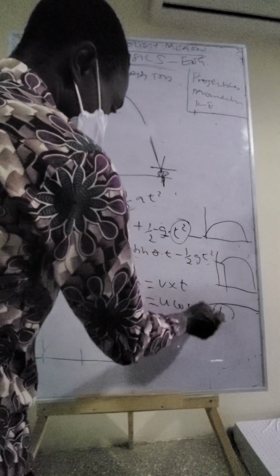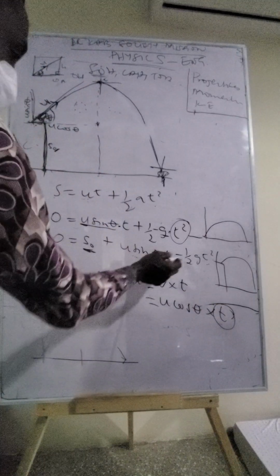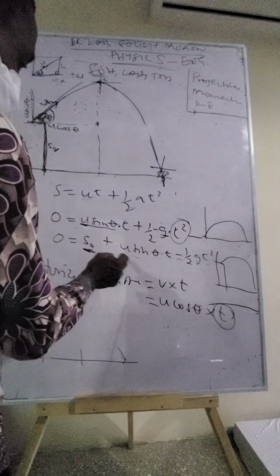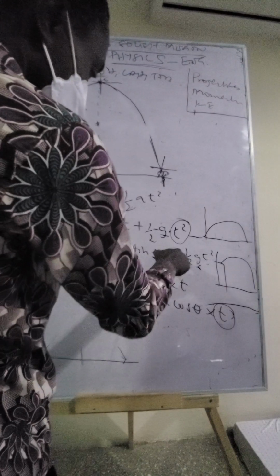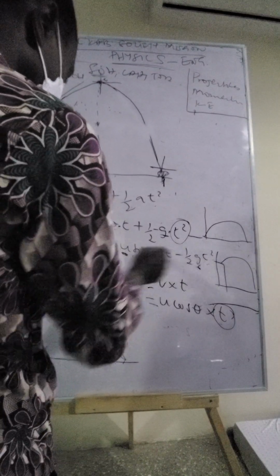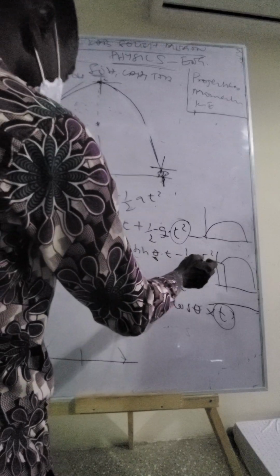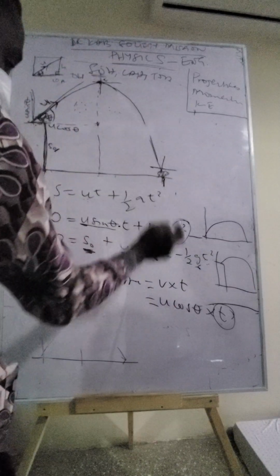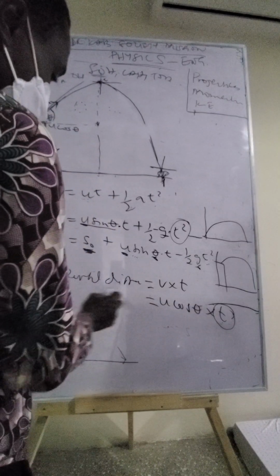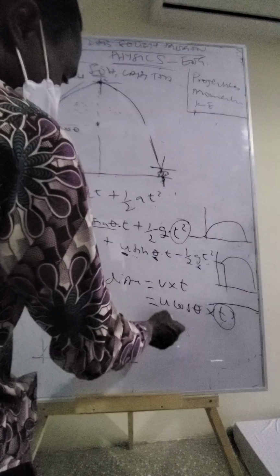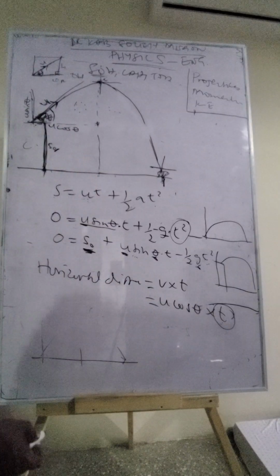How do you get your t? You can get your t from the vertical equation. You can calculate your t. You know this angle, you know this one, you know j, sorry. So you can use this equation, get your t, which is the total time. When you get your t, you put it here, and then it will give you the horizontal displacement or distance.